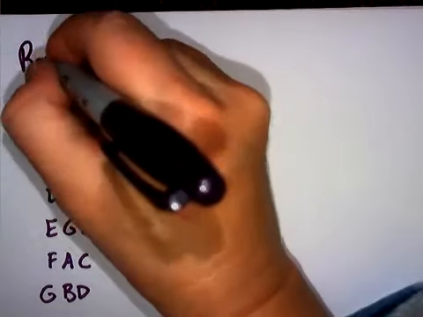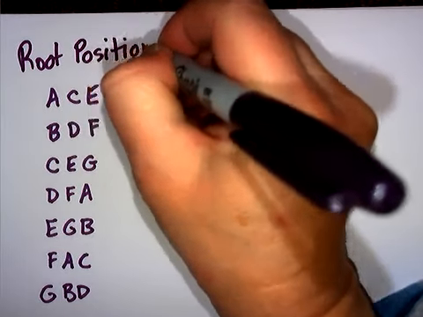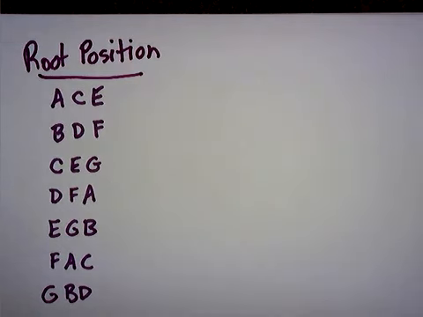So up above this, let's just write the word root position, okay? So whenever we refer to a triad, we always want to use one of these spellings. Any other grouping of the notes of a single triad is incorrect and has to be converted back to the ones that you're seeing right now.